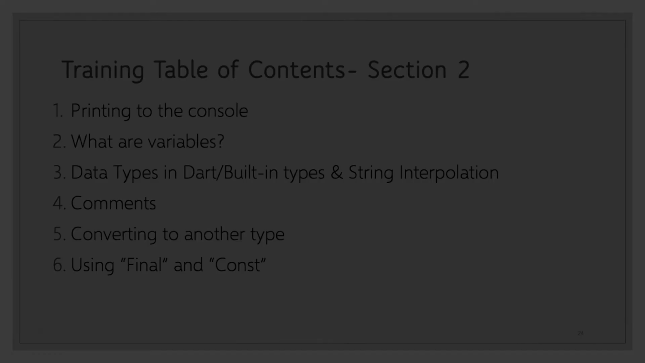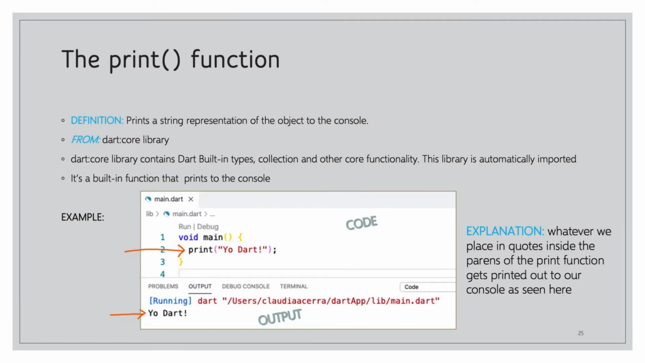Let's jump right in. If you watched closely during section 1, you know that we've used the print statement before. The print statement prints a string representation of the object to the console. It's from the Dart core library. The Dart core library contains Dart built-in types, collections, and other core functionality. This library is one that is imported automatically. We don't need a special import statement at the top of our module to make use of this functionality. It's a built-in function that prints to the console.